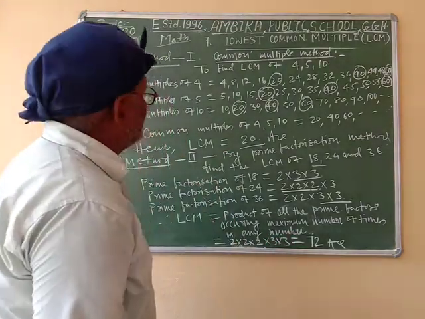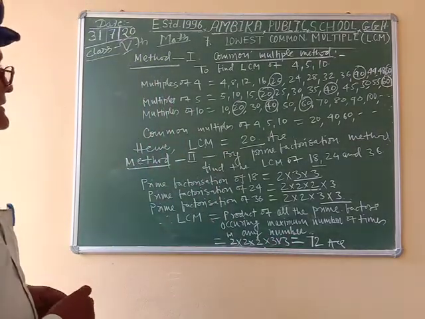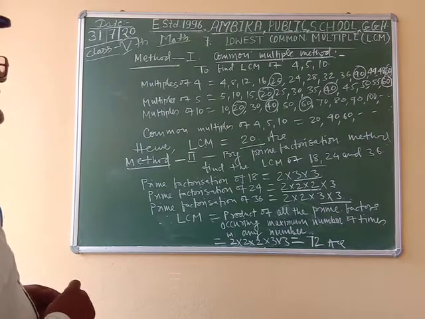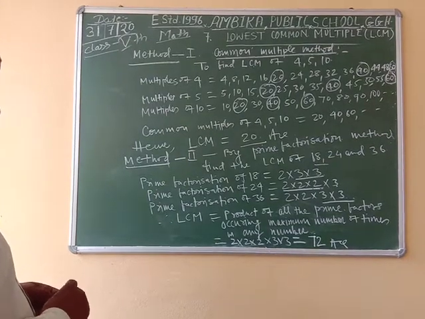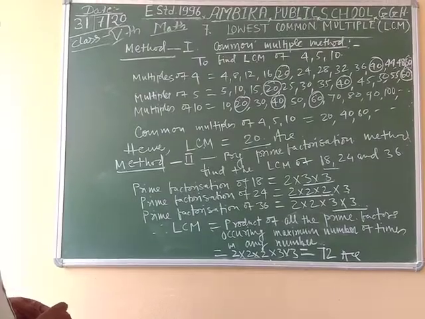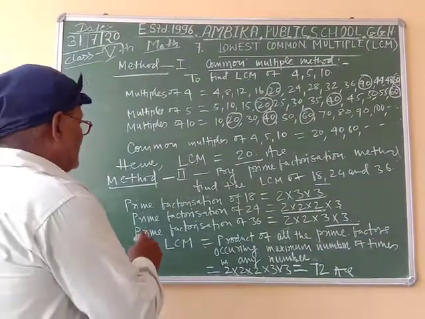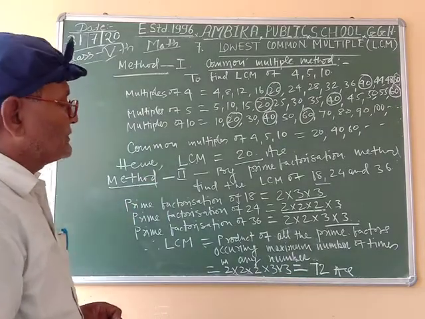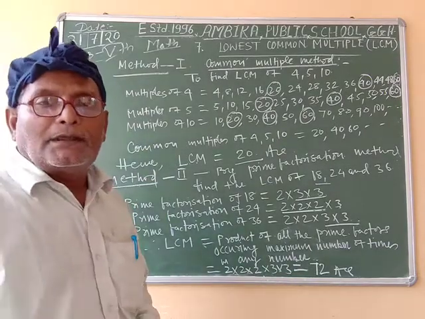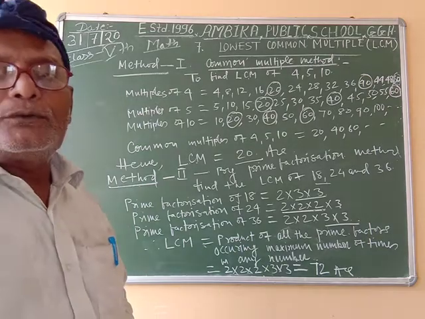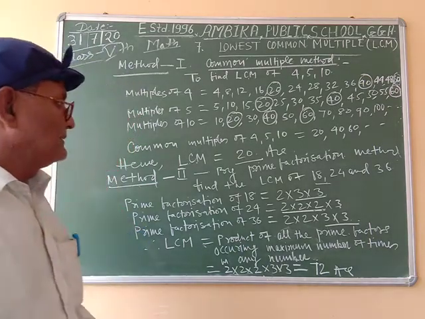So I have described 2 methods to find the LCM of the given numbers. First method, the common multiple method, and second method, the prime factorization method. In the next class I will talk to you about the common division method.